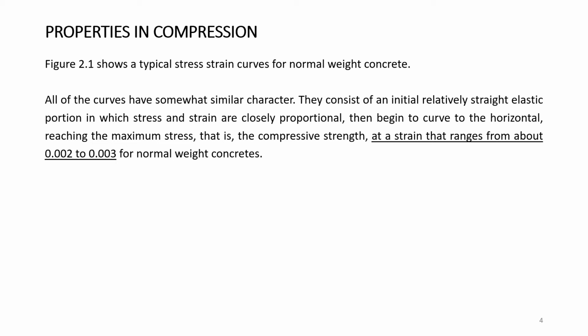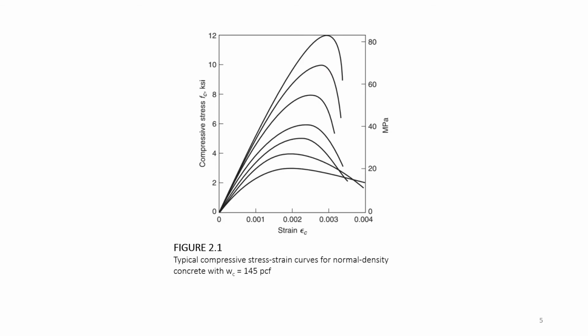Properties in compression for concrete. Figure 2.1 shows a typical stress-strain curve for normal weight concrete. On the left side is the compressive stress f'c in ksi, and on the horizontal base scale is strain. The right hand side is given in MPa.